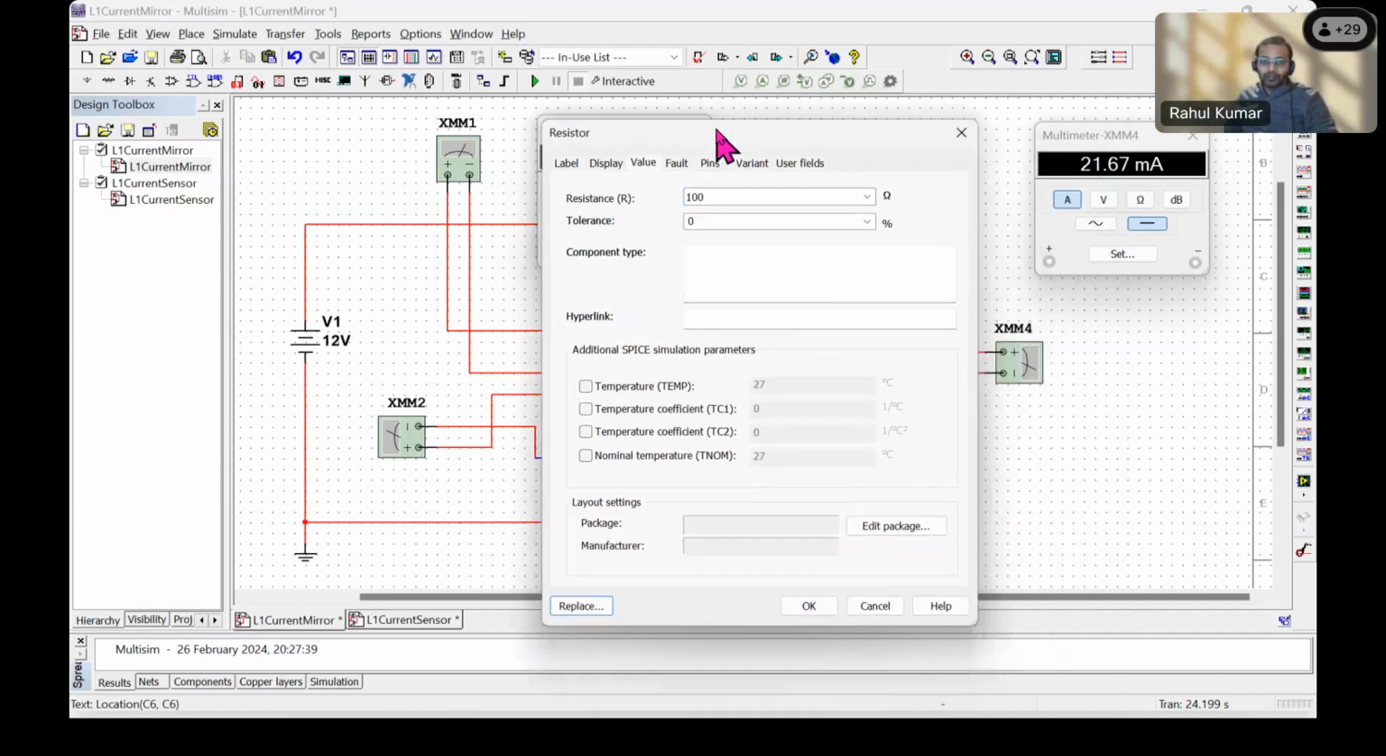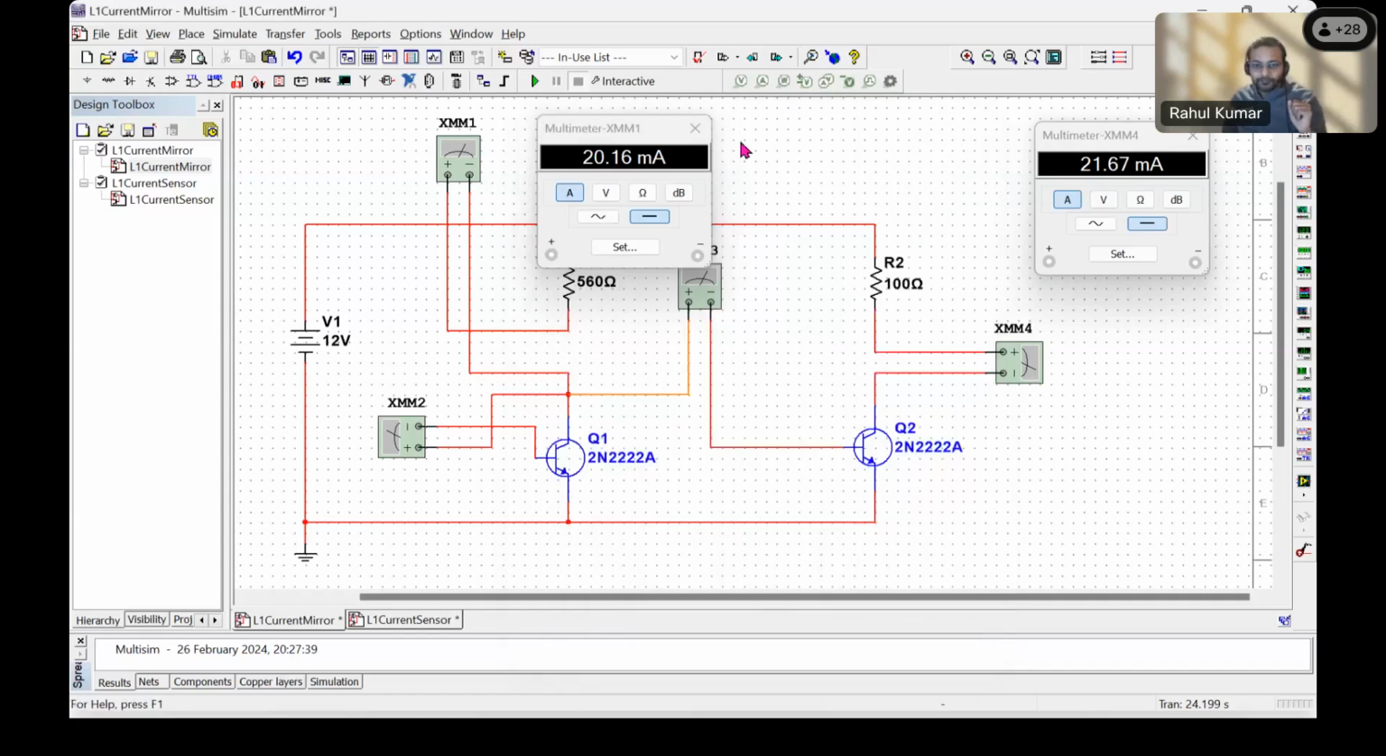So ideally in any other circuit, the current should reduce by half, isn't it? You are doubling the resistance. Let's see what happens in the current mirror. It went down a little bit, but still it is fairly stable, like 21 from 21.6. It's now about 21.5. So near about the same output current we are getting.